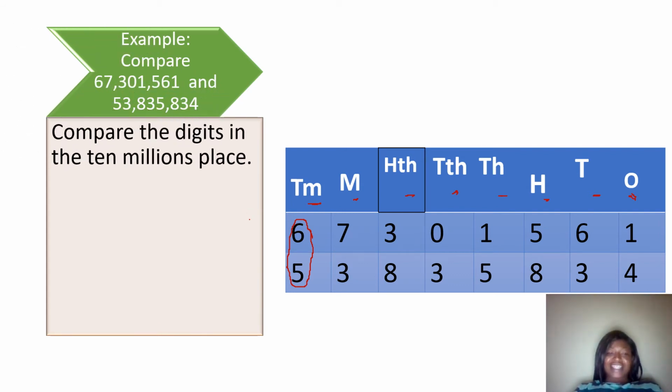Compare the digits in the 10 millions place. That's what I just did. As you can see there, 6 is greater than 5. So we are going to say that 67,301,561 is greater than 53,835,834. You see how easy it is? Good. Let's move on.